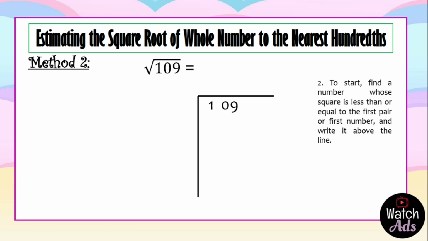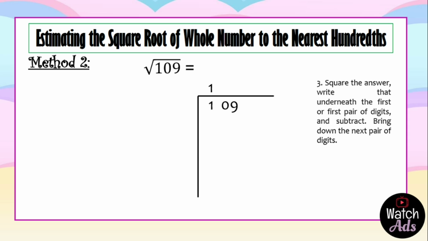Next, to start, find a number whose square is less than or equal to the first pair or first number and write it above the line. And take note, our first number is 1. It is not a pair, it is just a number. The square root of 1 is equal to 1.